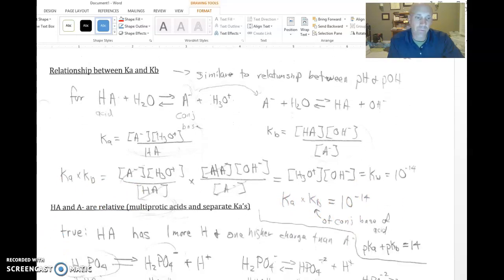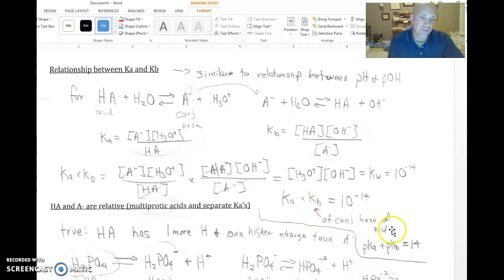And another way that we can say that is we can turn this into a logarithmic scale. We could say that the pKa plus the pKb of its conjugate base is going to equal 14.